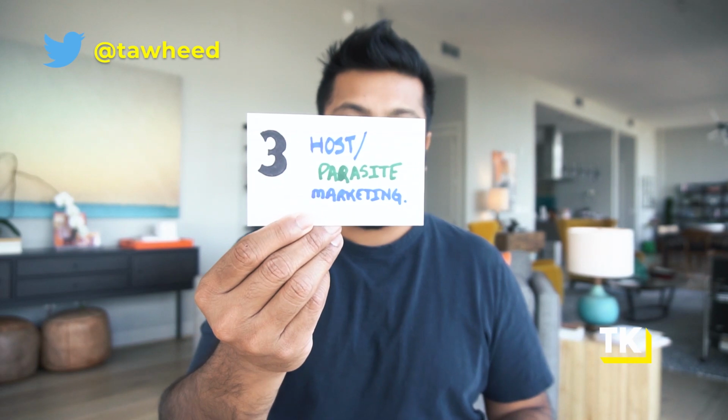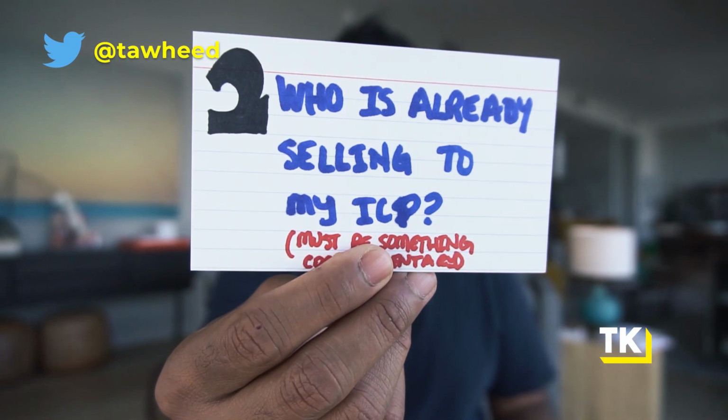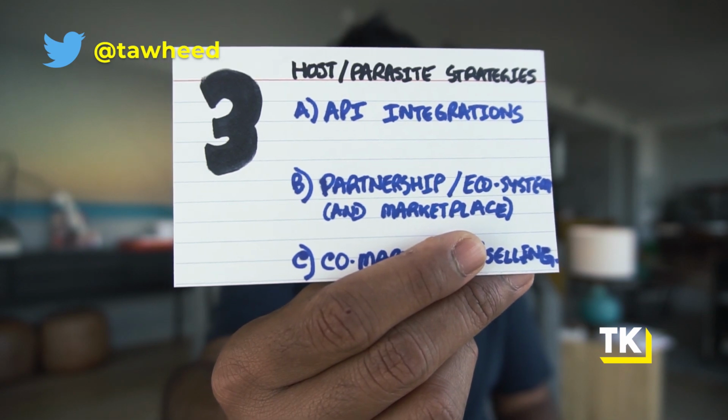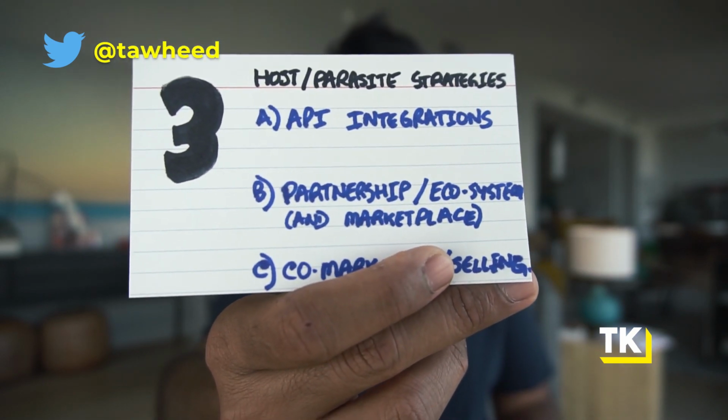So in conclusion, if you want to get to 100K, here's how I did it with ToutApp. Do host-parasite marketing. This is like an amazing strategy. It's a real growth hack that you can use to be successful. The way you do it is you get super specific with your ICP, figure out what are the other companies that are selling to that ICP already that's complementary to you, and then start with API integrations, ask them to promote you, then do a partnership and enter their marketplace, and then do co-marketing and co-selling. This is the lost art of biz dev, truly.